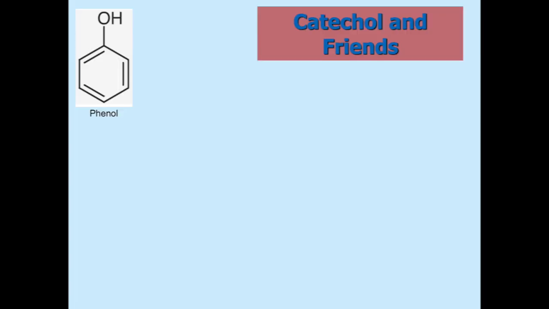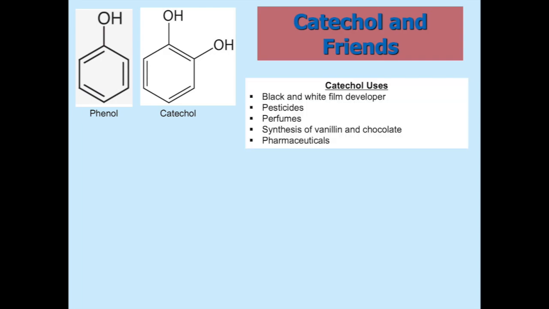I'd just like to show you what catechol is. We've always heard the word catecholamines, so I want to show you it starts with the molecule phenol, which is a benzene ring with an OH group, a hydroxy group on it. So catechol adds another hydroxy group. Catechol itself is a pretty, if you will, toxic agent. It's used for developing black and white film. It's used in pesticides, perfumes, the backbone for synthetic vanilla and synthetic chocolate, and it's used in pharmaceuticals.